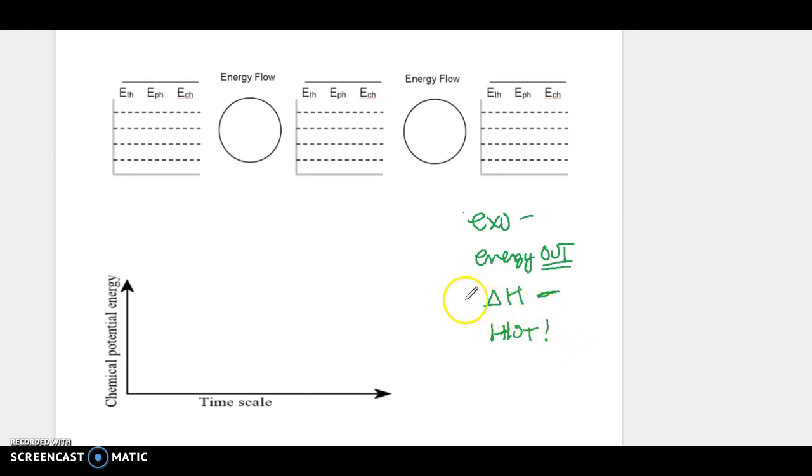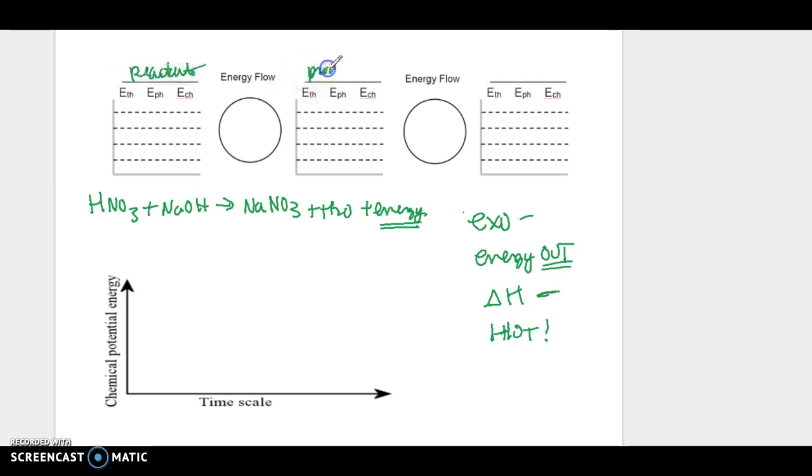Let's look at the one we did in class, which was nitric acid plus sodium hydroxide makes sodium nitrate plus water. If it's exothermic, the energy is always going to be like a product on this side. So this is always going to say reactants, products, and then products later. That's always how it's going to look if it's exo. Endo is going to be reactants, reactants, products, but if it's exo, it's going to go reactants, products, products.